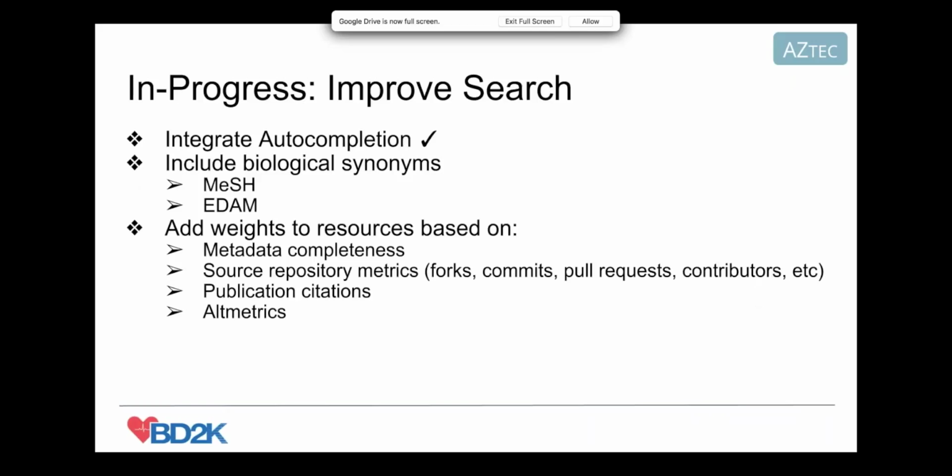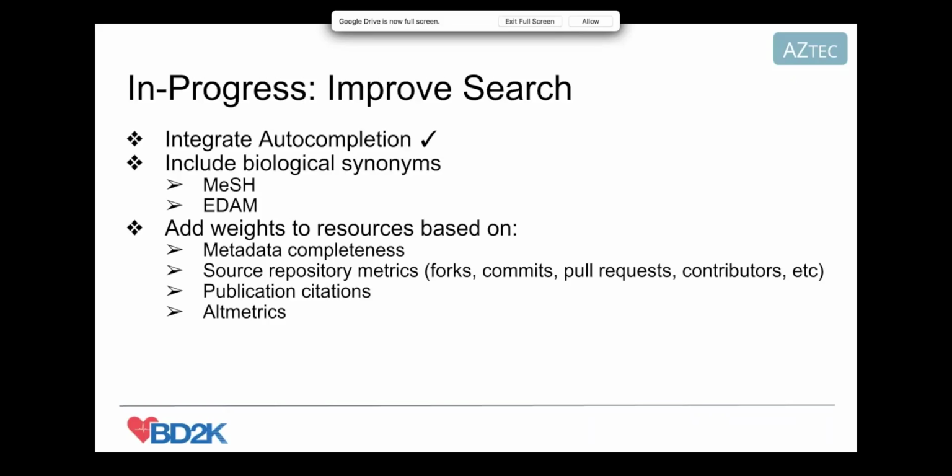We're also trying to improve the search. As Vincent showed in the slides earlier, we've integrated autocompletion. We also want to include biological synonyms to increase search accuracy, so we'll be using both MeSH and EDAM to increase the number of synonyms. And as I mentioned earlier, we want to add weights to resources based on metadata completeness and source repository metrics. The amount of activity on a repository indicates how popular the tool is and how useful it is to people, so a great number of forks, commits, pull requests, and contributors.